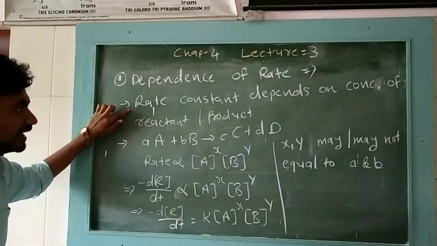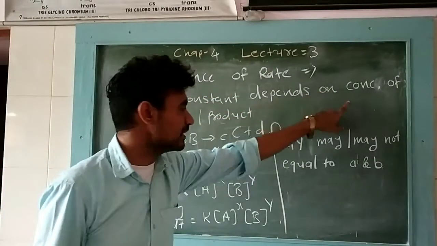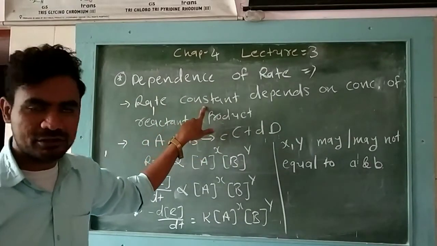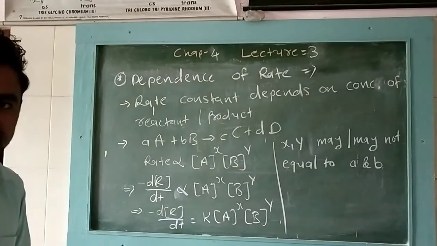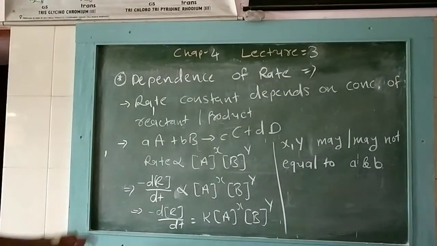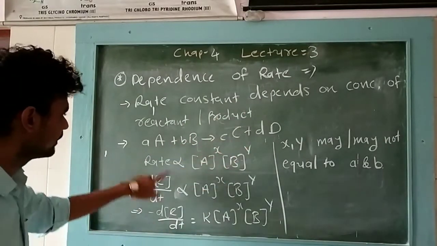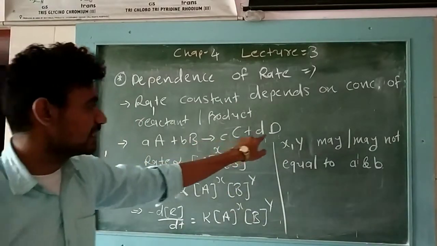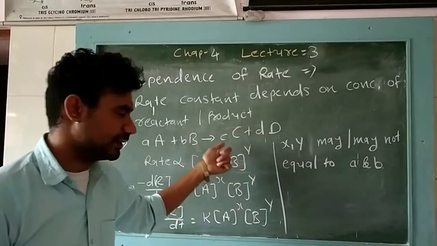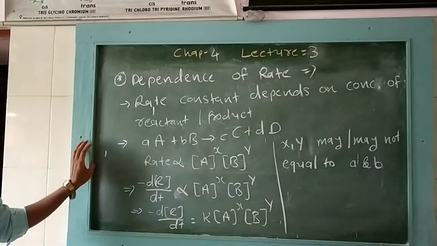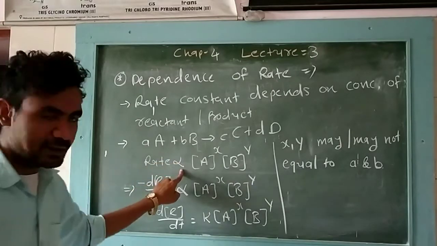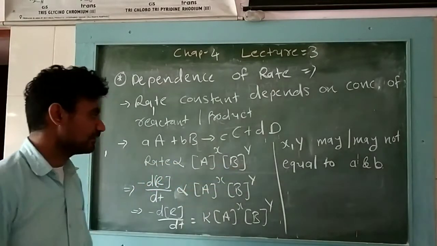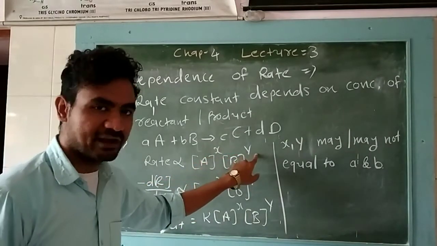So rate of reaction depends on concentration of reactant and product. And so rate constant also depends on concentration of reactant and product. Here you can see the simple reaction is written A plus B gives C plus D. Small a, b, c, d are the moles respectively. So rate of reaction is directly proportional to concentration of reactants A and B raised to power X and Y.